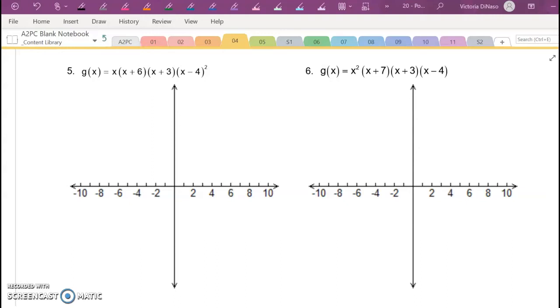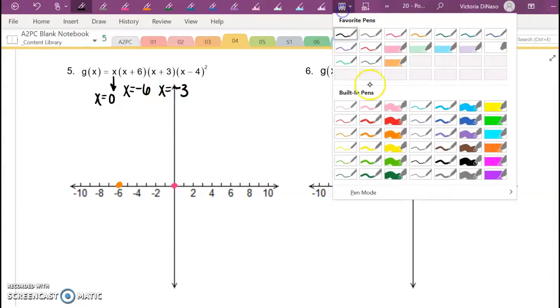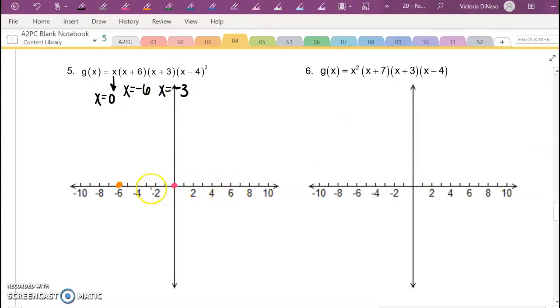So for number 5, check it out. We start with x. Well, I can separately set x equal to 0, and then we get that x equals 0. So I'm going to go ahead and put a point at x equals 0. So we're actually plotting that one. For the next one, we have x plus 6. We have x equals -6. Let's go ahead and plot -6. Put a point there. The next one, we have x plus 3, which means that we have x equals -3. So I'm going to go ahead and put a point there at -3.